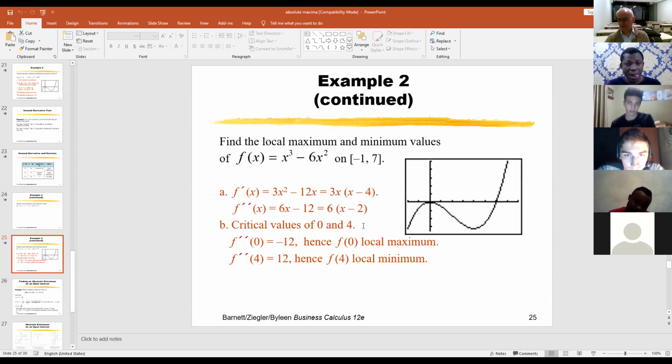For this, we can use a chart to find when the graph is increasing and when the graph is decreasing. And also we can use the second derivative. When the second derivative is negative, it means that we have a local maximum. And when the second derivative is positive, it means we have a local minimum.